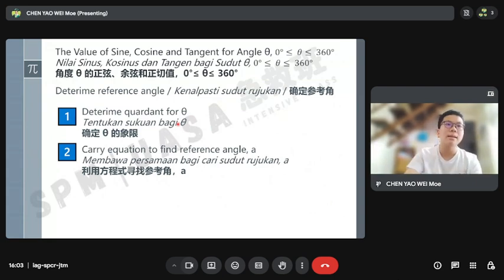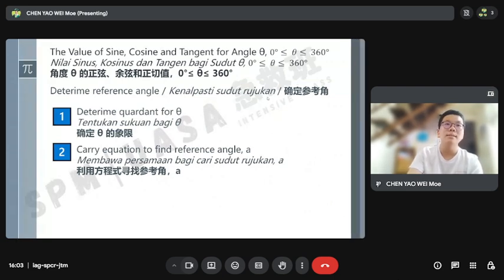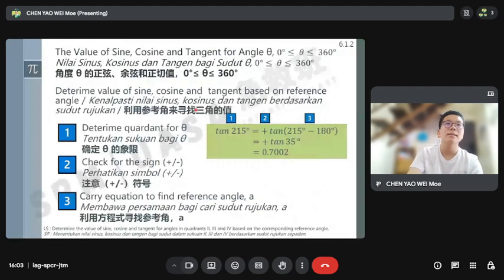Okay, I'm using the formula to find the reference angle. That's easy, just 2 steps, then settle the question. But if I already have the reference angle, I can use that to find the sine, cosine, and tangent value based on the reference angle.